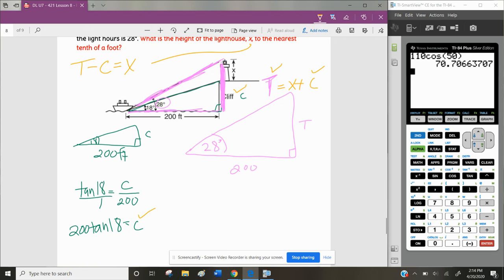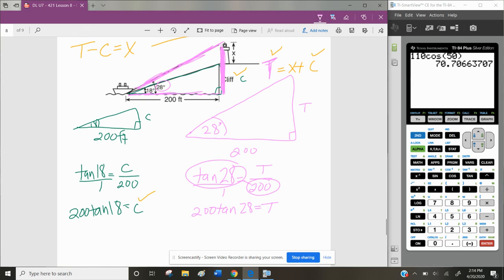So if I find this total height and I subtract just the cliff part, then I should be left with x. So let's go back to our problem. I have the opposite and the adjacent. Tangent of that angle 28 will equal the opposite t over the adjacent, which is 200. And we solve: 200 tan 28 will equal t.